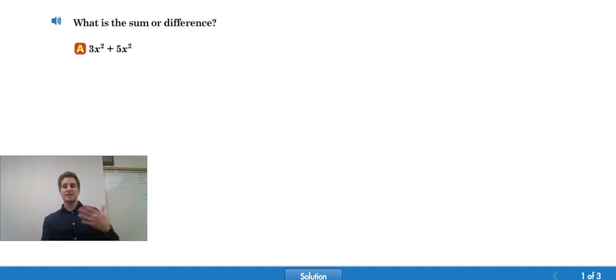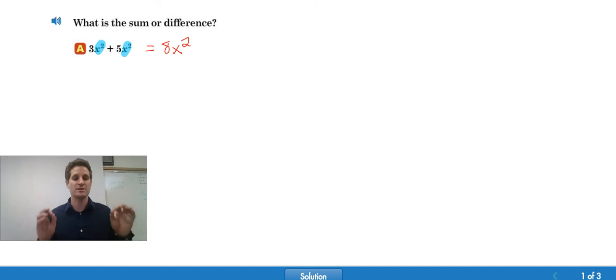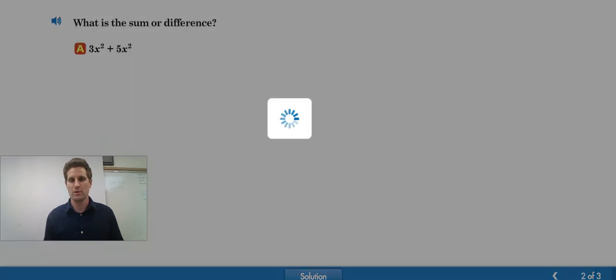Okay, we can actually add and subtract these monomials if they have the same terms. We call them like terms. We've talked about this before, but notice that we have x squared and x squared, and because of that we can add the front number, the coefficient. So we're going to get 8x squared. The x squared and x squared don't add to make x to the fourth or anything like that. It's just x squared. Okay? Let's take a look at another example.